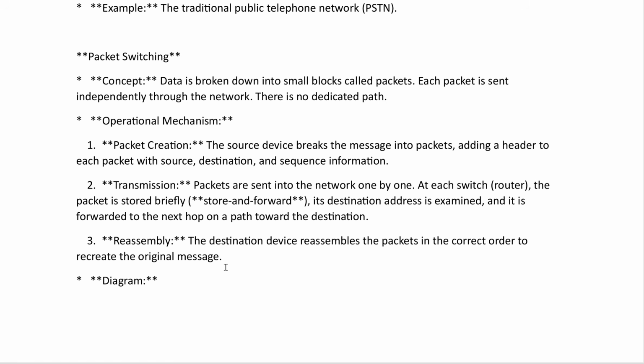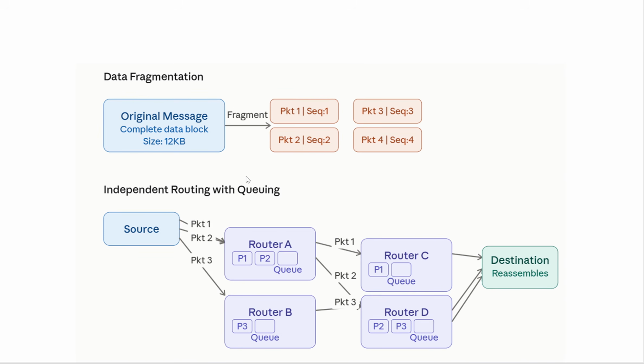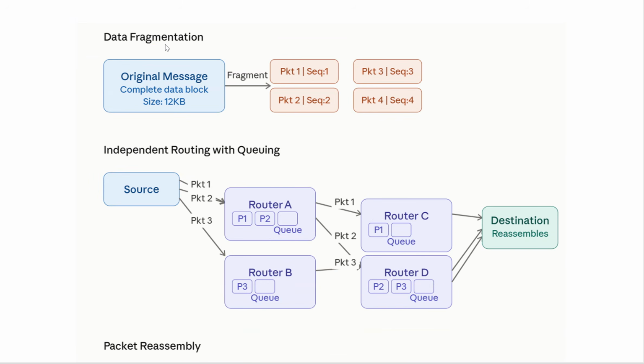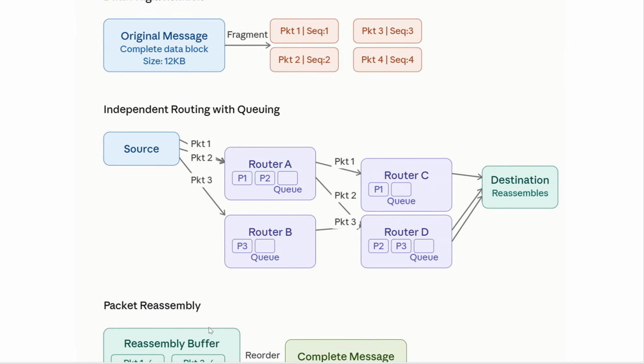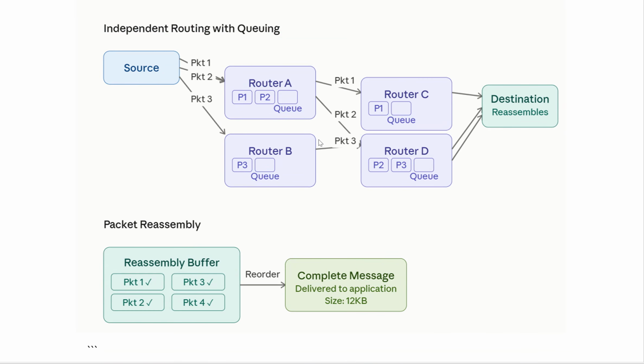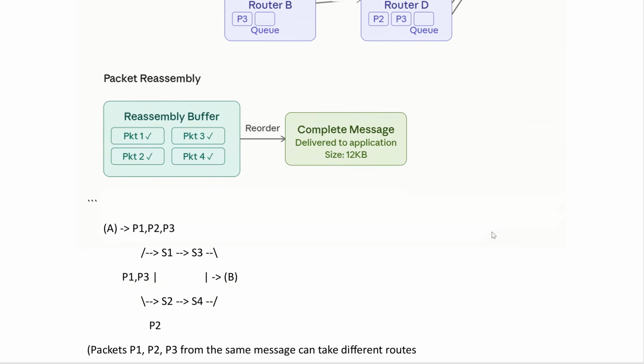The third step is the reassembly. The destination device reassembles the packets in the correct order to recreate the original message. So this is the diagram representing packet switching. The first is data fragmentation, when the original message is divided into fragments. Second step is routing with queuing, that is, these packets are transmitted from source to destination. Third is packet reassembly, that is, all these packets are reassembled at the destination. So this is the diagram.